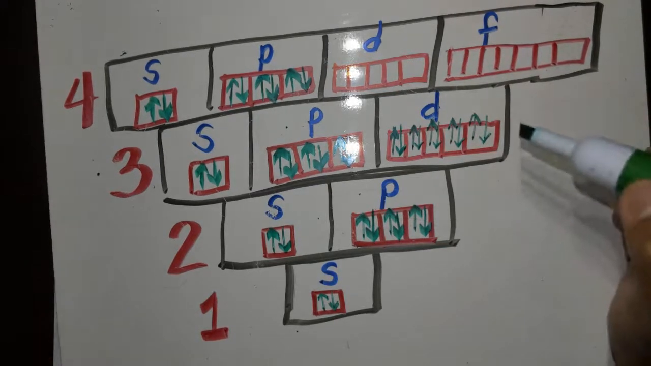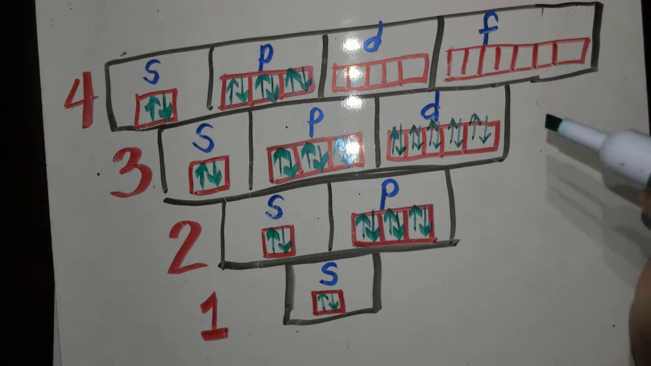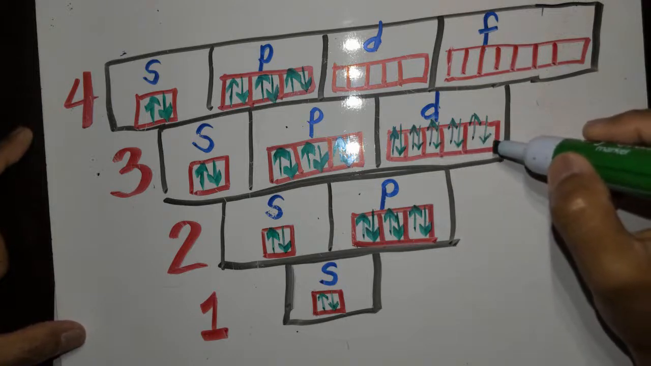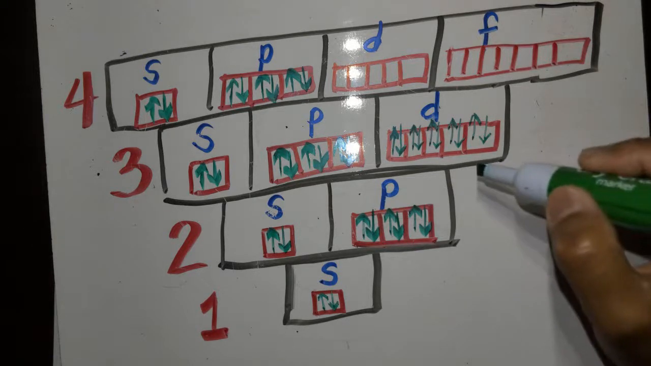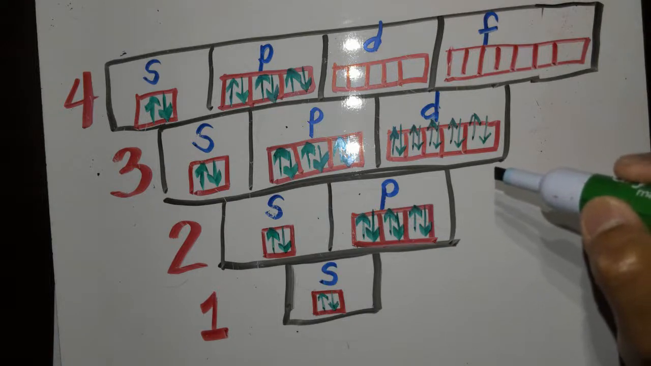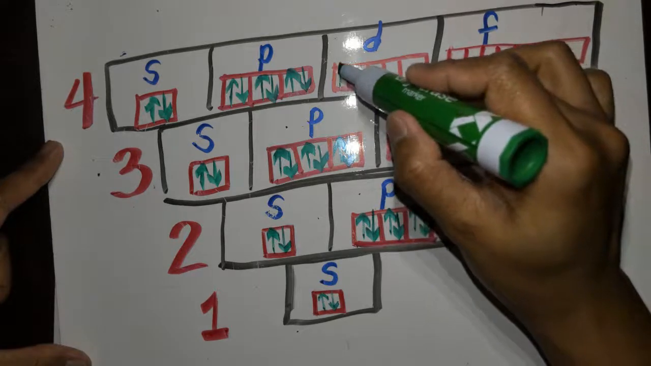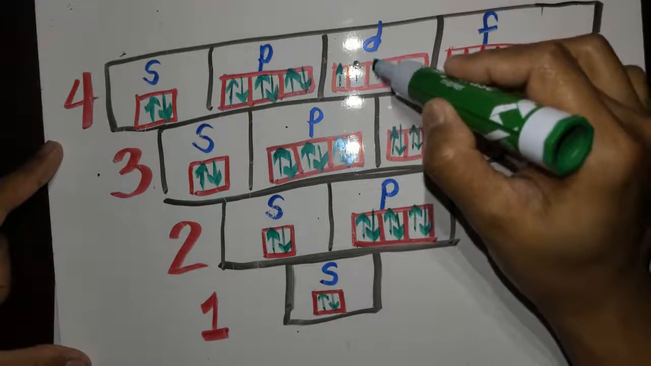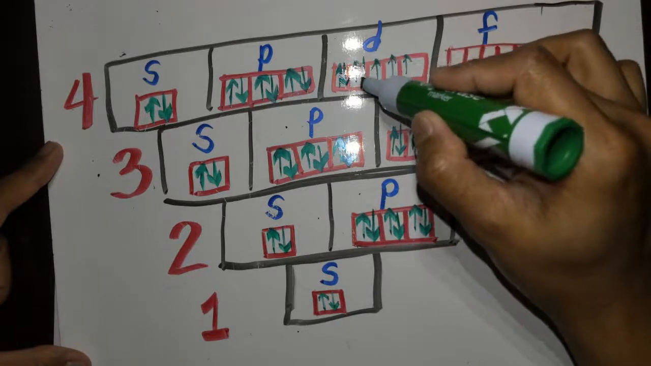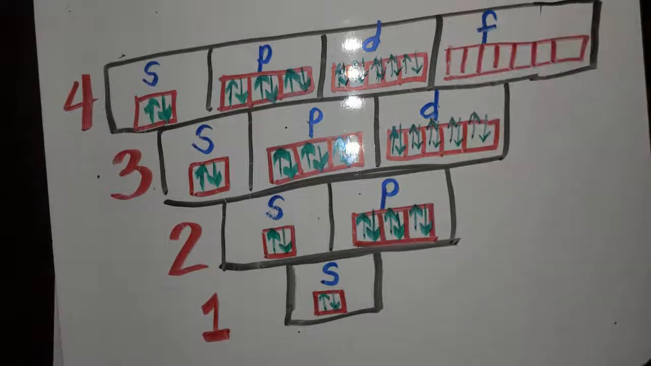So what's the maximum number of electrons in the D sublevel? That will be 10. The reason again is that you have 5 orbitals, or 5 rooms, then 2 in every room. So 5 times 2 is equal to 10. It's the same for the D here: 3, 4, 5, and then 6, 7, 8, 9, and then 10.